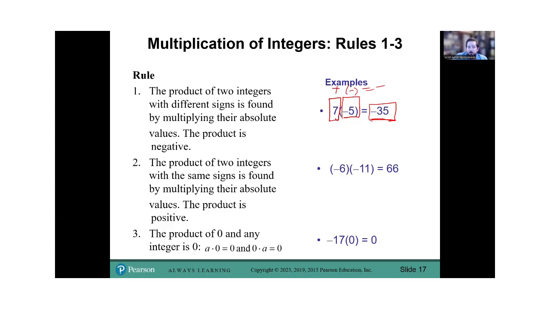If I have a negative multiplied by a negative, then I end up with a positive. So a negative multiplied by a negative is a positive. So 6 times 11 is 66. So negative 6 times negative 11 is 66 also. And then anything multiplied by 0 is 0. Any number that you end up with here multiplied by 0, you're going to end up with 0.